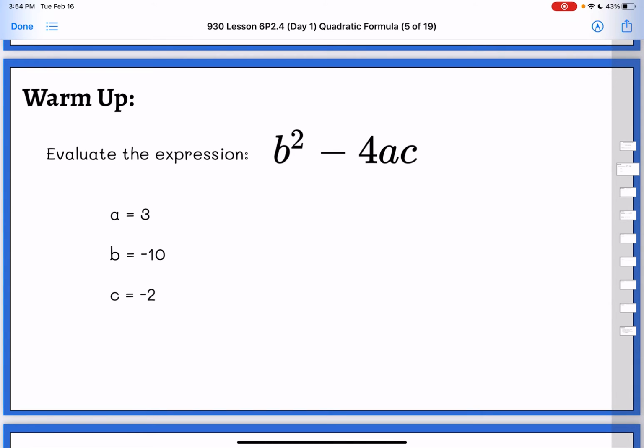So here's our expression, b squared minus 4ac. Evaluate what this value would be if a was 3, b is negative 10, and c is negative 2. So plug those numbers into the right spots and actually use your order of operations to figure out the value of that expression. Go ahead and pause your video and find out.